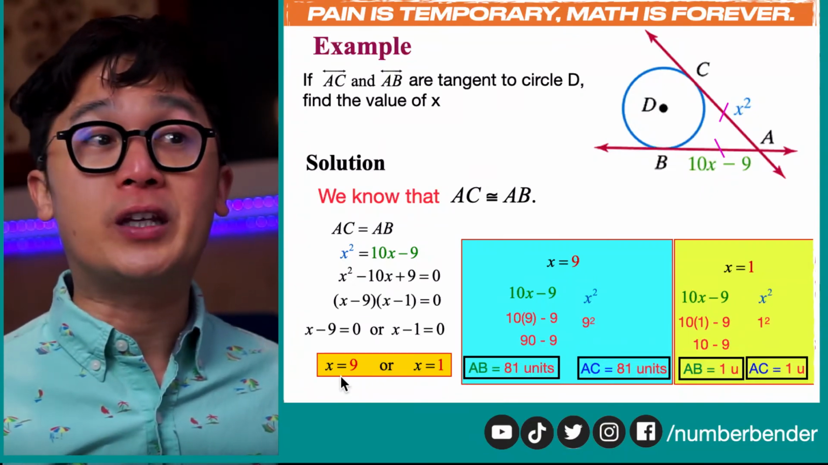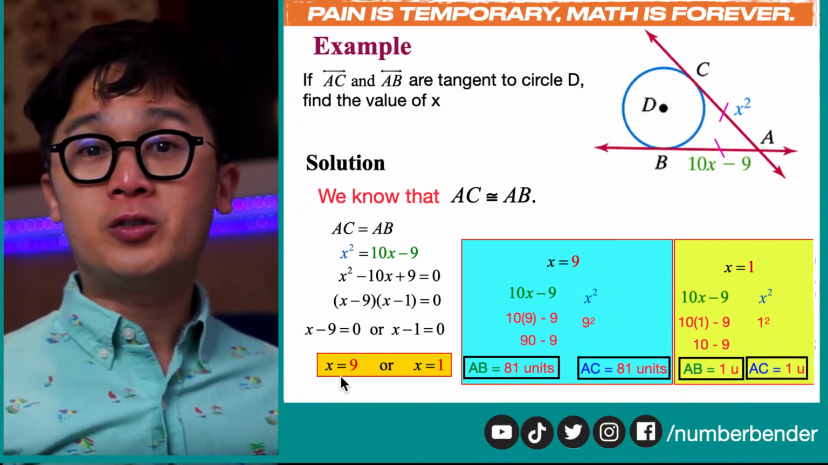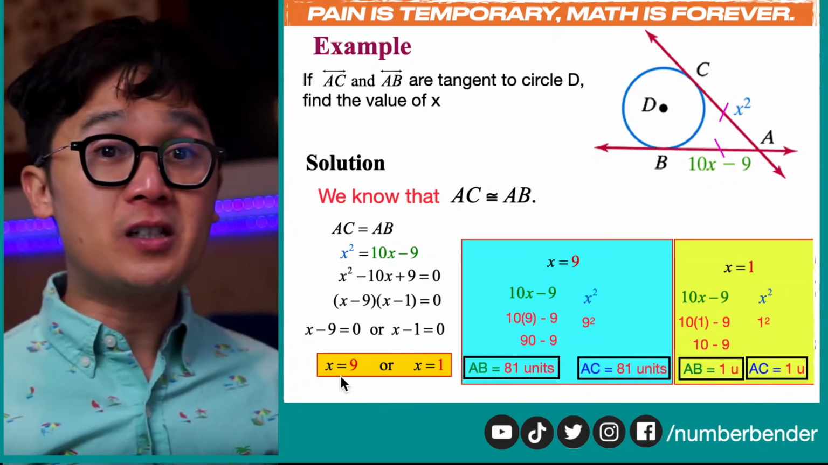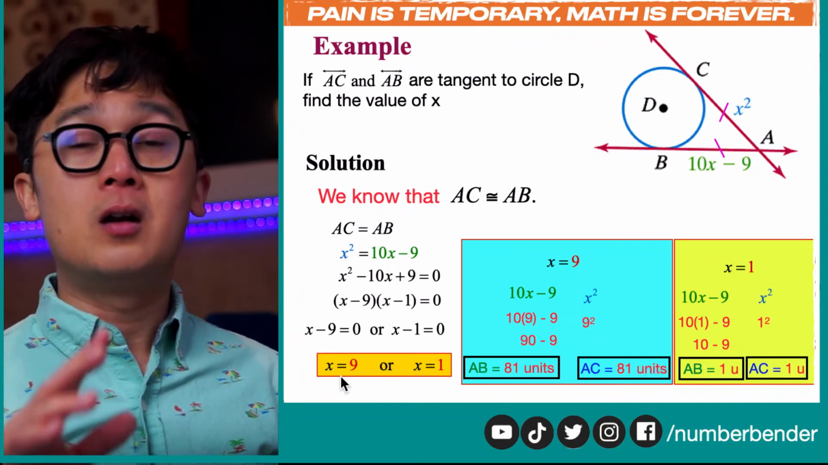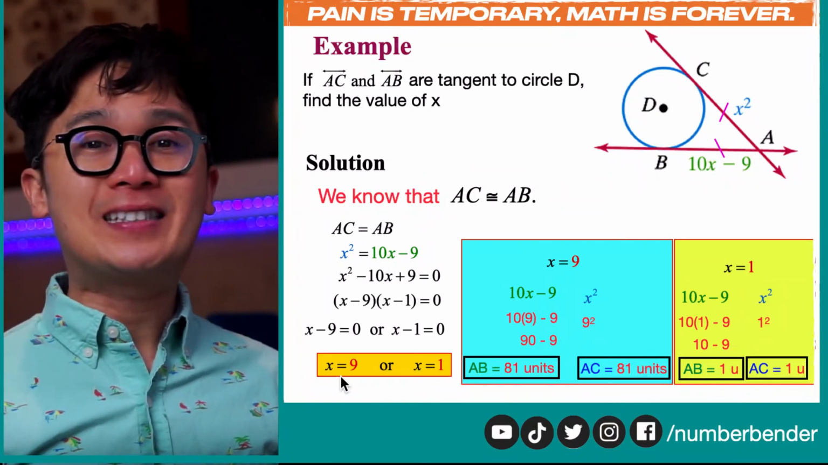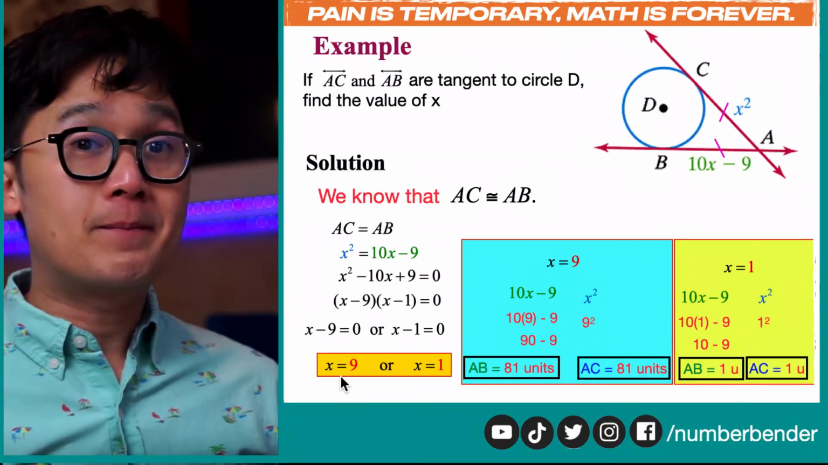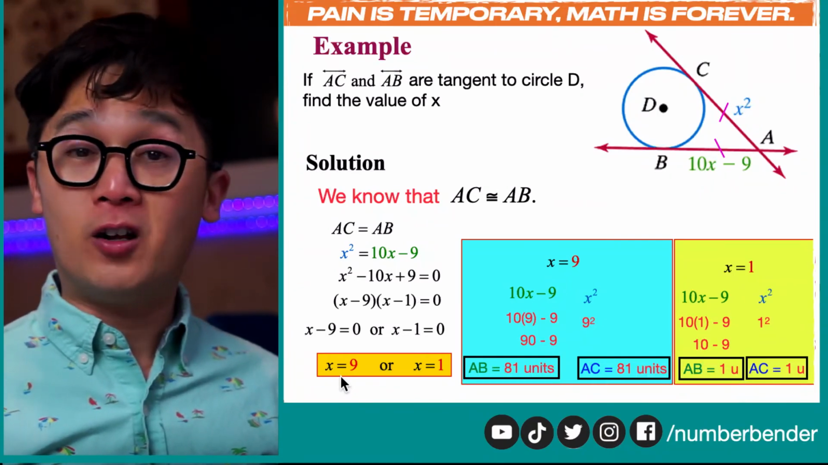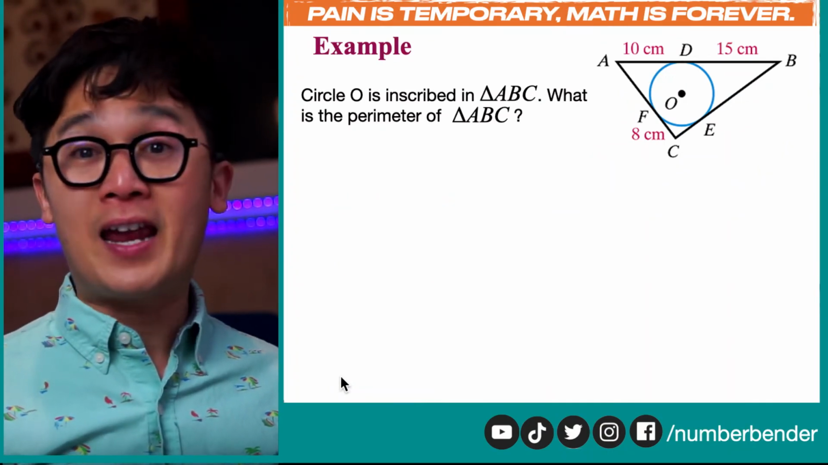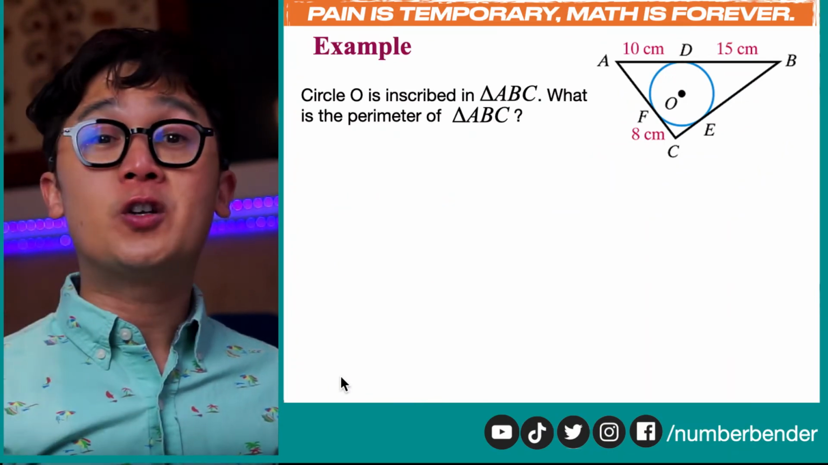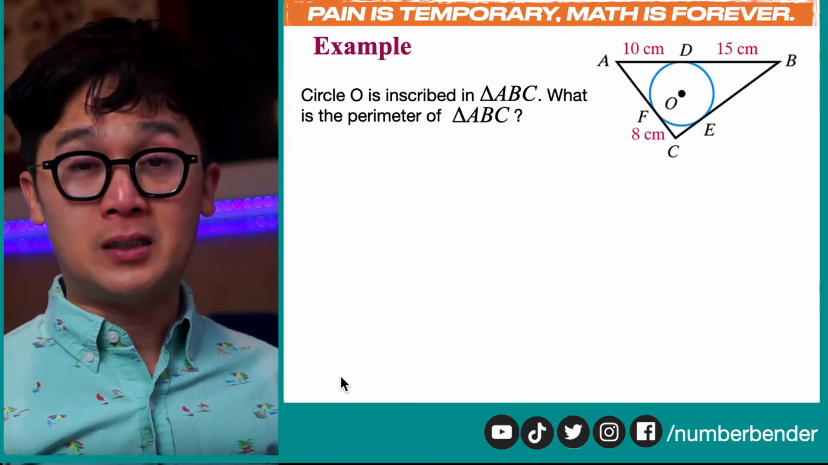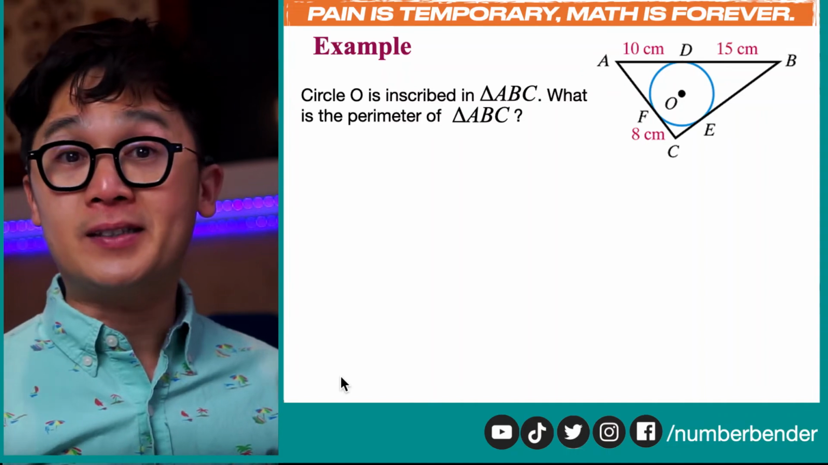So this is how we use our values for x once we're able to figure out the equation that will help us solve for our problem similar to this one. So let's test our knowledge of this theorem and also algebra to find the measurement of the length of our triangle, also known as the perimeter, given that we have a circle inscribed in our triangle ABC.